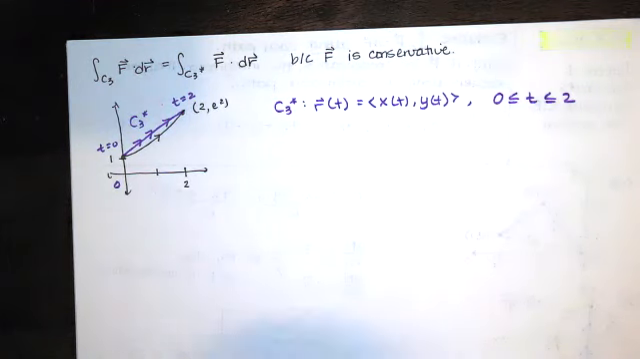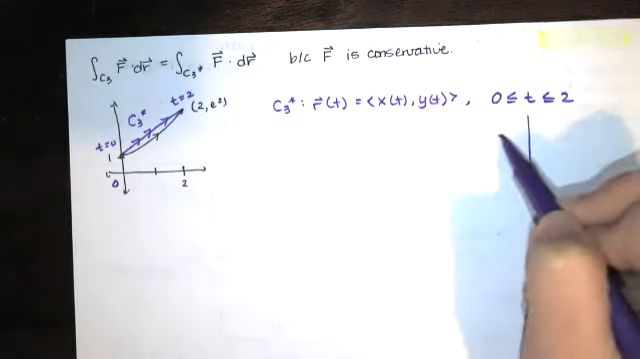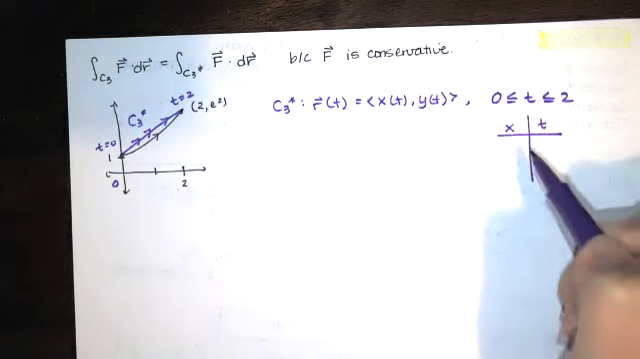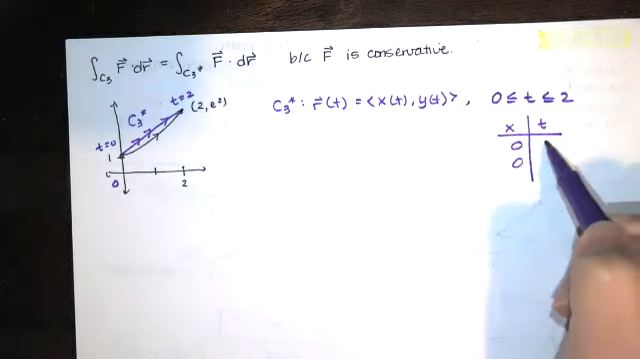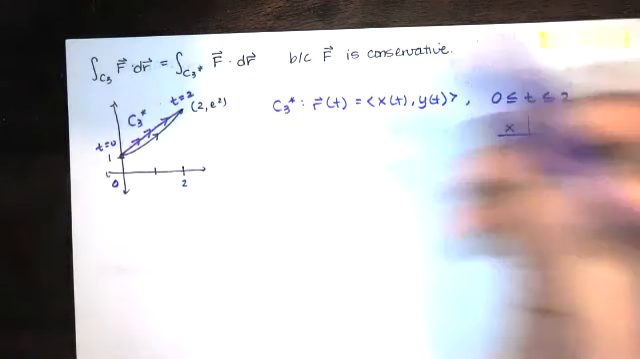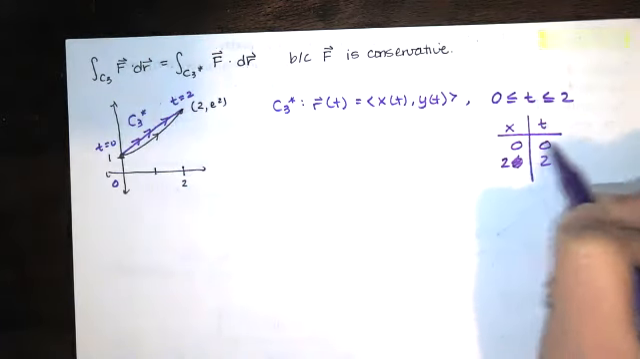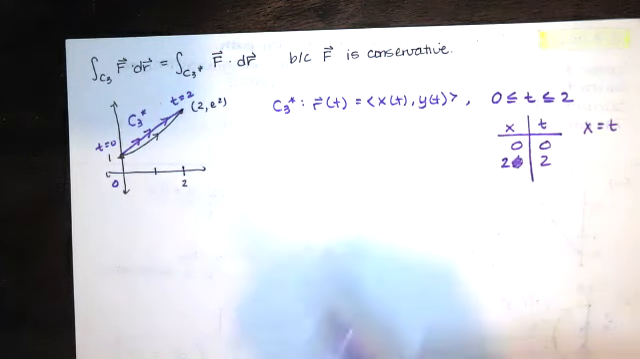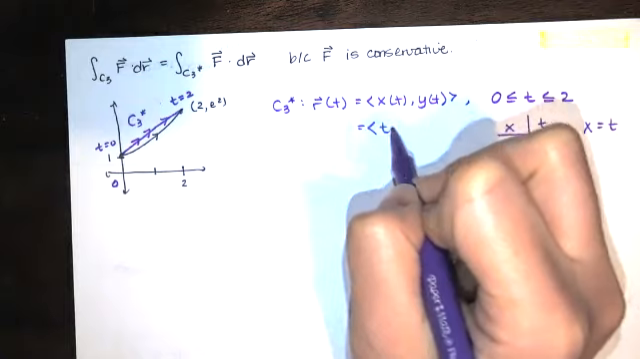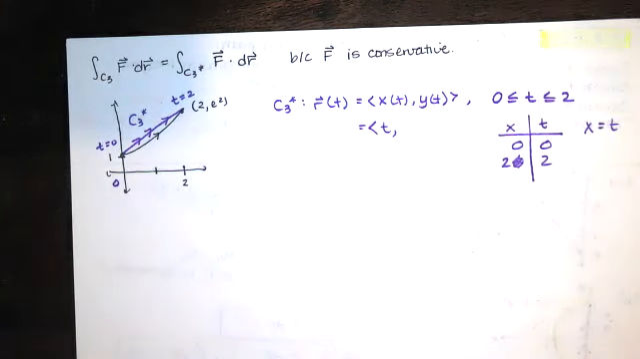So I'll make a little t chart. When x is 0, we want t to equal 0. When x is 2, we want t to equal 2. So it looks like x and t are exactly the same. So we'll let x equal t and let t range from 0 to 2. Easy breezy.